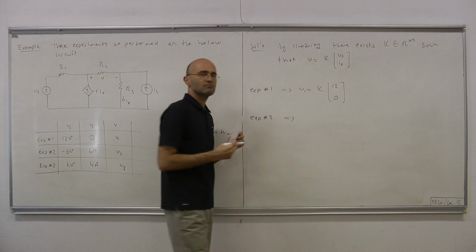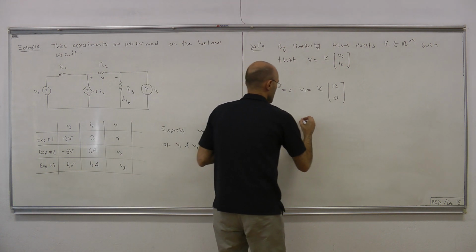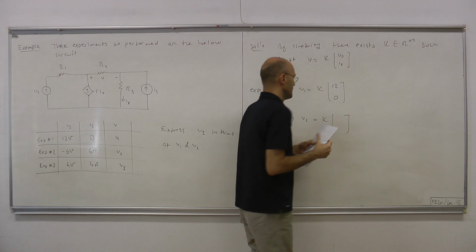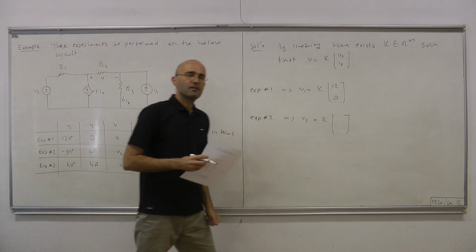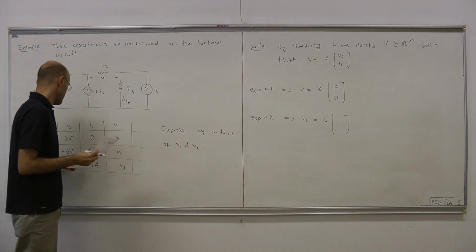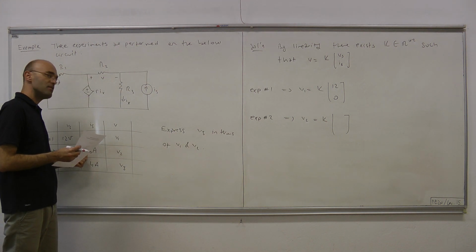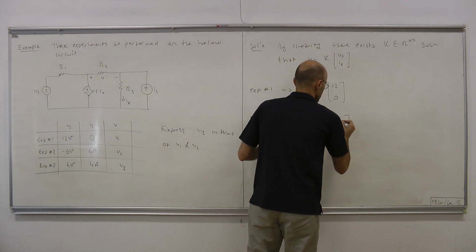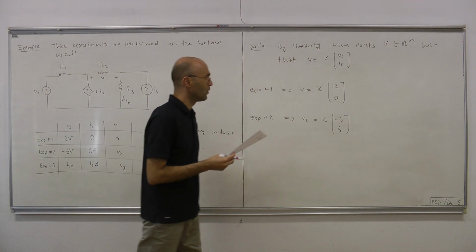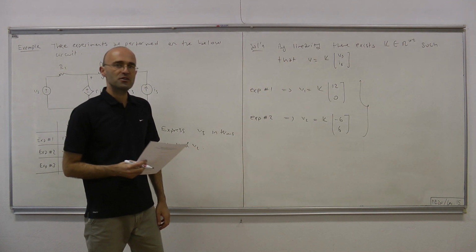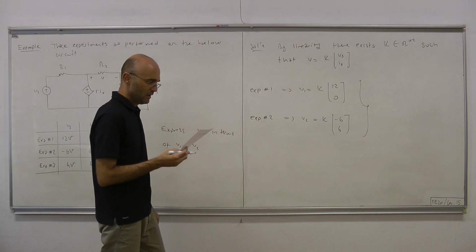Experiment 2 implies that V2 equals K times the input vector used in the second experiment, and that input vector is -6 for the first entry and 6 for the second entry. -6, 6.